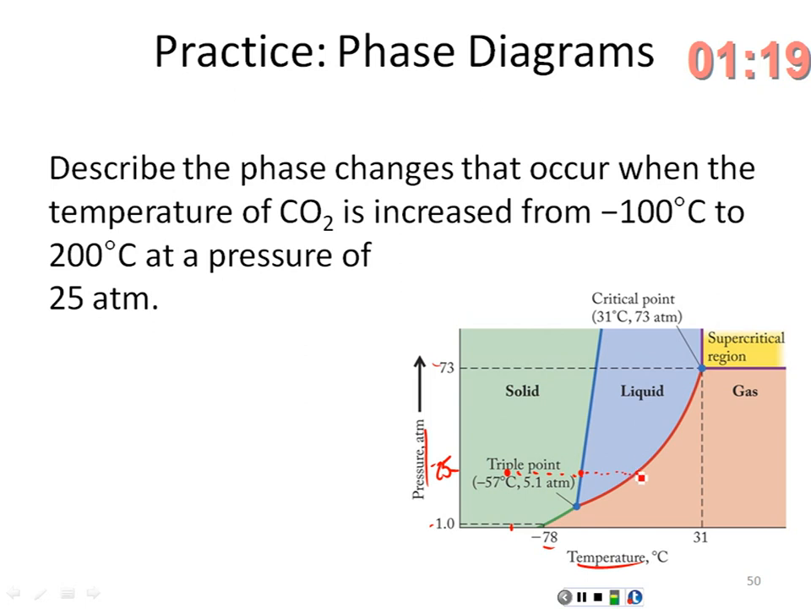Keep going, we hit the red line. That's the phase transition between liquid and gas. So there's a second phase transition. And then we continue on until up here somewhere where it would be 200 degrees Celsius.